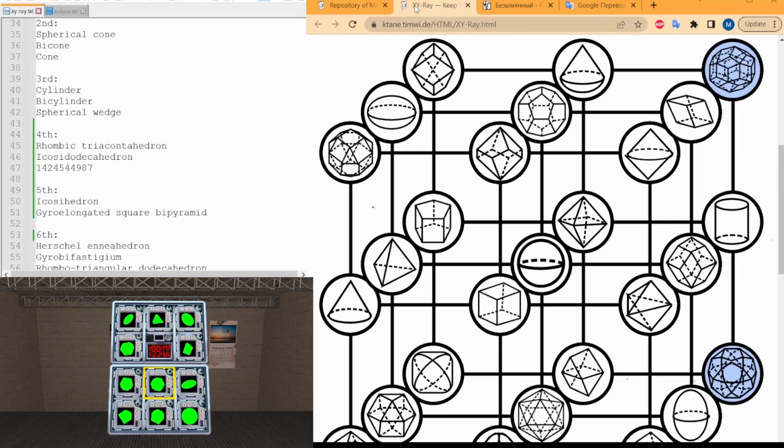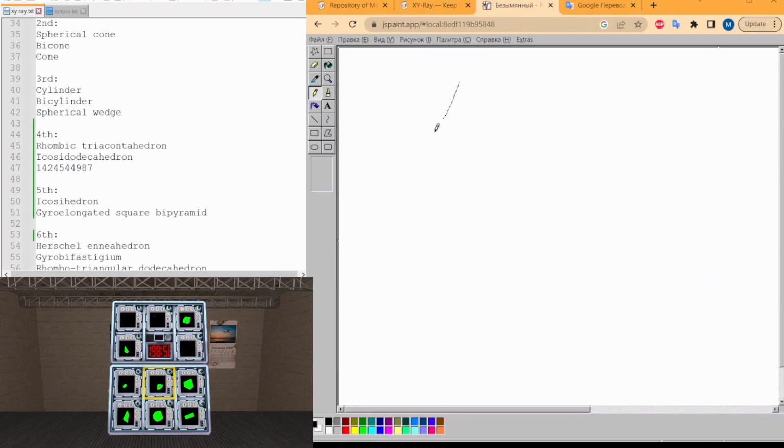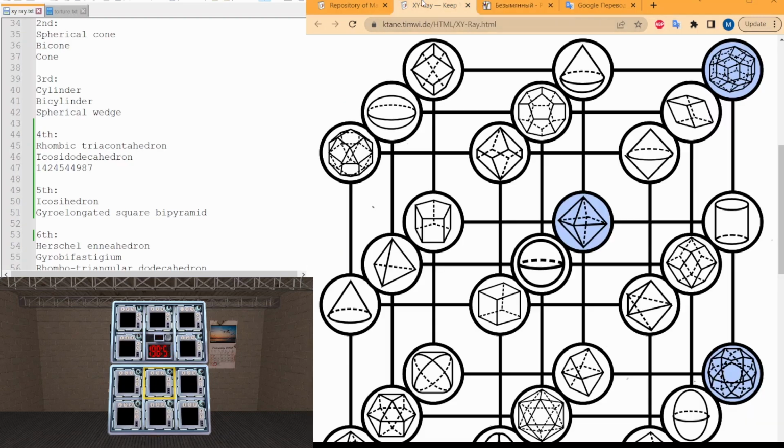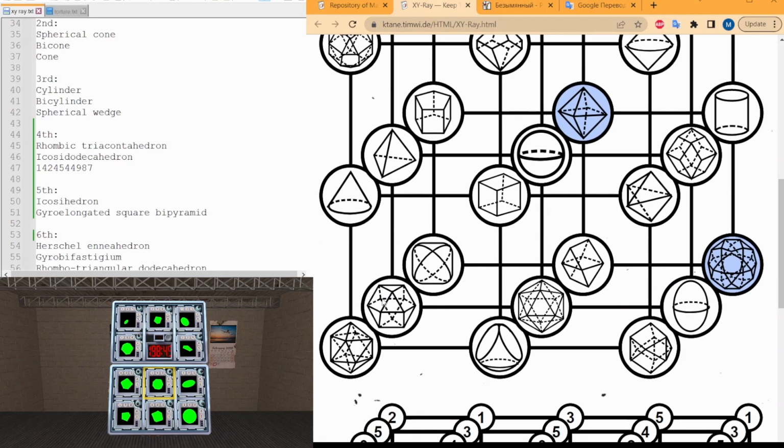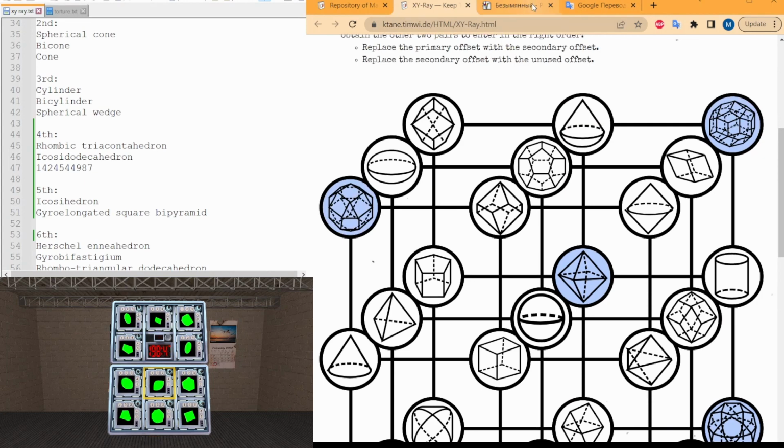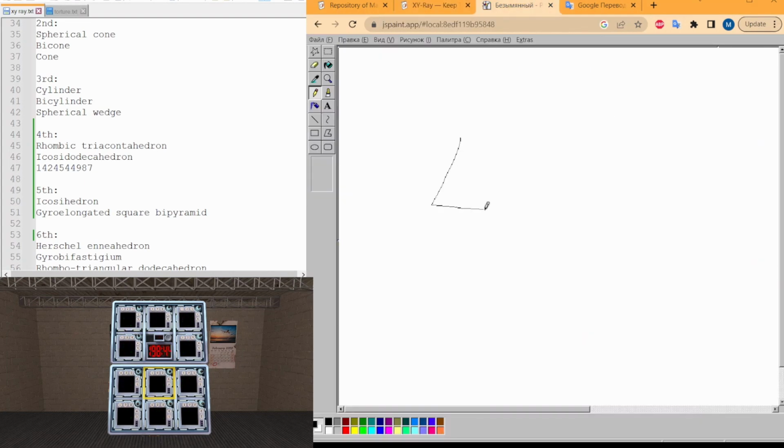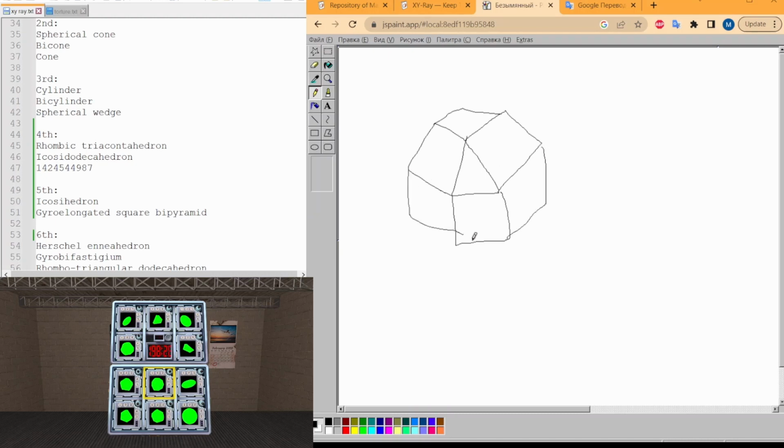So imagine you have a shape, this one. Actually, not this one. Imagine you have a shape. Let's take this one. Only draw this side. So we have this, this, this, this, this, and this.